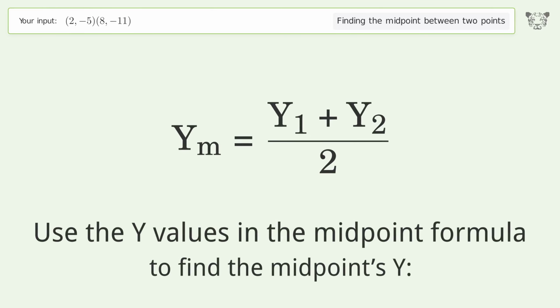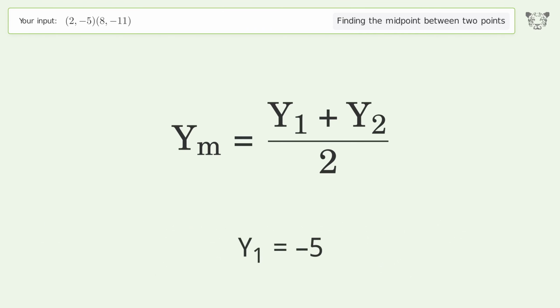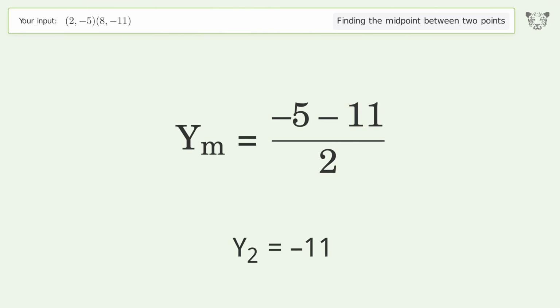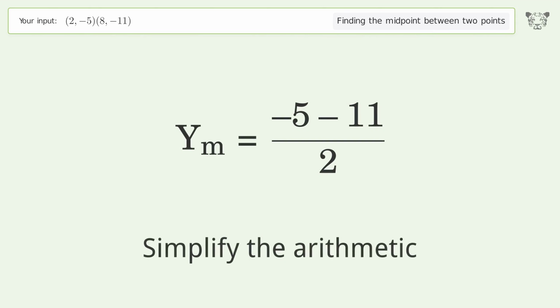Use the y values in the midpoint formula to find the midpoint's y. y1 equals -5. y2 equals -11. Simplify the arithmetic.